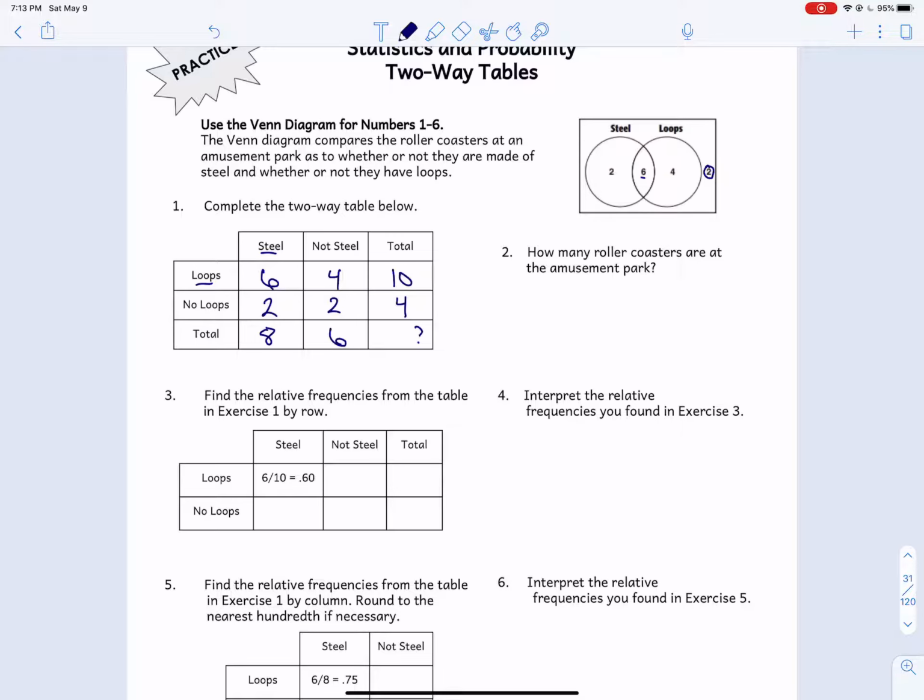So both of these totals going across by row and then going down by column should add up to the same number. And if we look at 8 plus 6, that's 14. And then 10 plus 4 is also 14. So this is 14, which corresponds with the total number of roller coasters at this amusement park, which is actually the answer for number 2. How many roller coasters are there? There are 14 roller coasters.